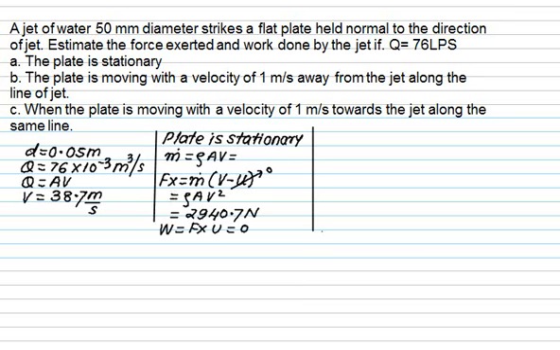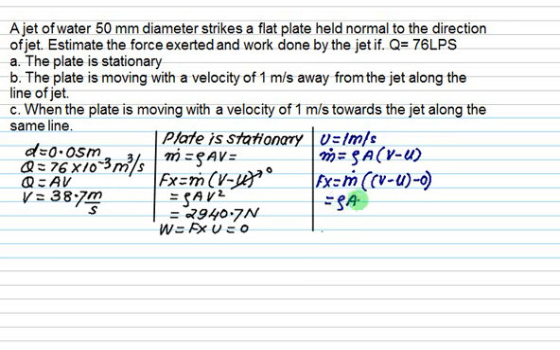Now in the second case, the plate is moving with a velocity equal to what? u equals 1 meter per second in the same direction. So there is a definite change in the m dot formula. It will be rho into a and the relative velocity v minus u. And therefore Fx will be equal to m dot into v minus u, and the return velocity equals 0. So this is rho times a times v minus u whole square.